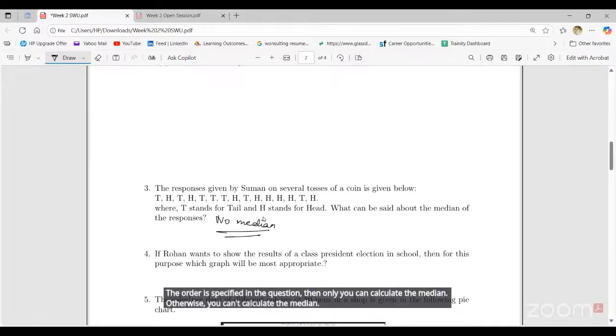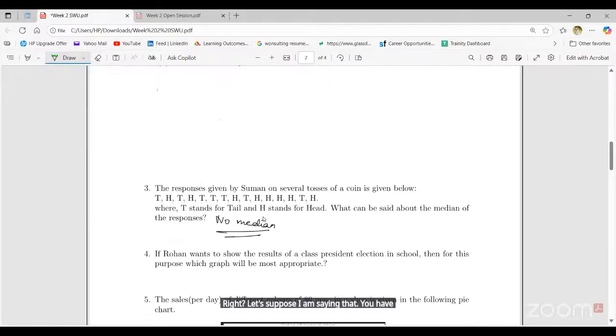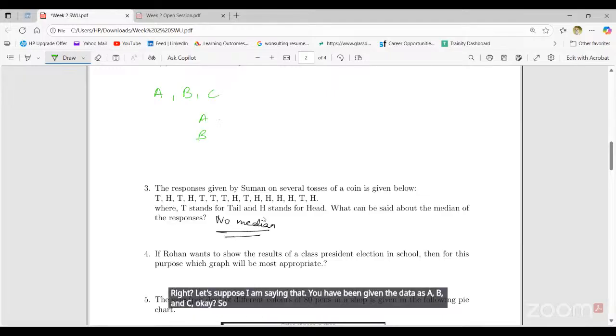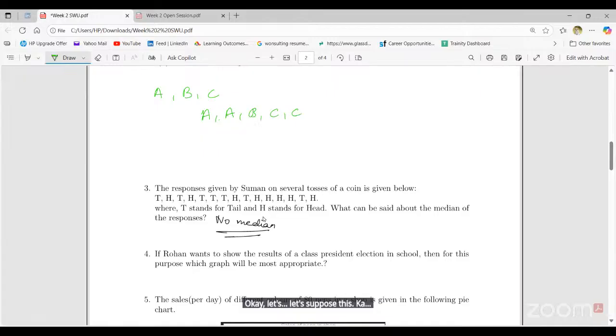Fine? Let's suppose you have been given the data as A, B, and C. Okay, so you have these data as A, B. Okay, let's suppose this A. Now you need to calculate the median. Can you calculate the median of this?